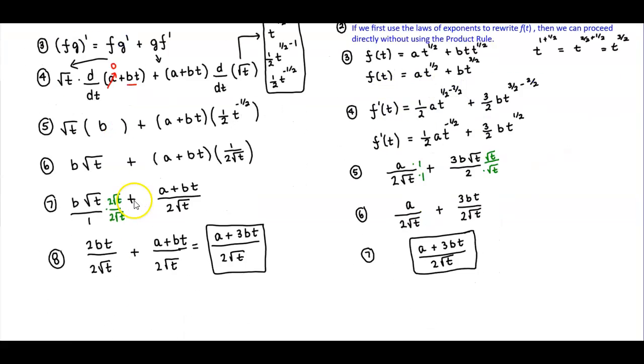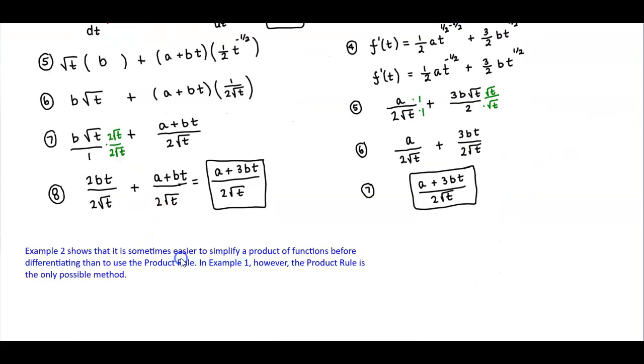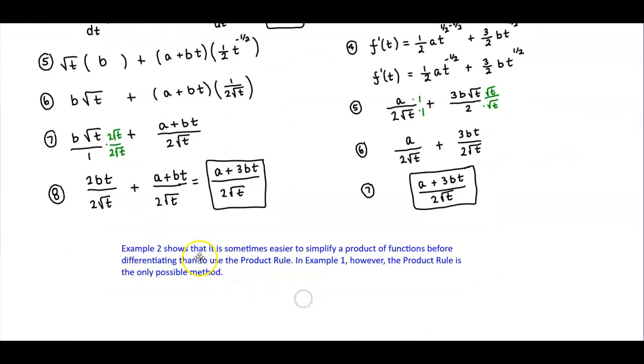So, if we summarize what we have above, we can say that example 2 shows that it's sometimes easier to simplify a product of functions before differentiating than to use the product rule. So in example 1, however, the product rule is the only possible method that we saw from the previous example.